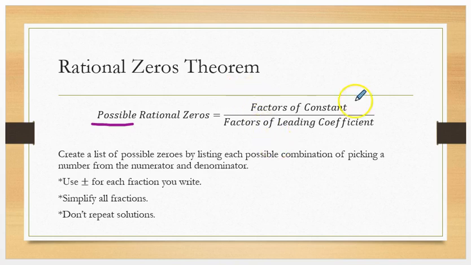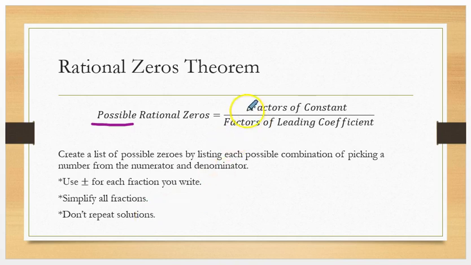So once you create your list of factors of the constant and the factors of the leading coefficient, make sure you include both the positive and negative combinations. And then you're going to simplify any of the fractions. So if you pick a number on top and a number on the bottom, like 4/2, make sure you consider that as the number 2.